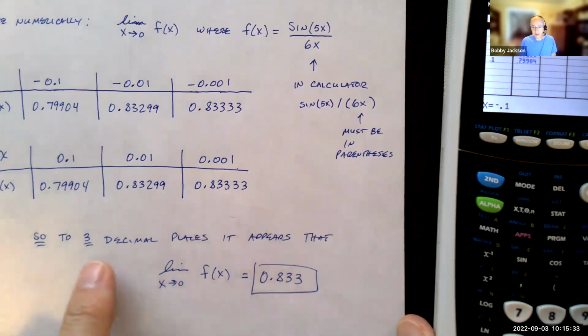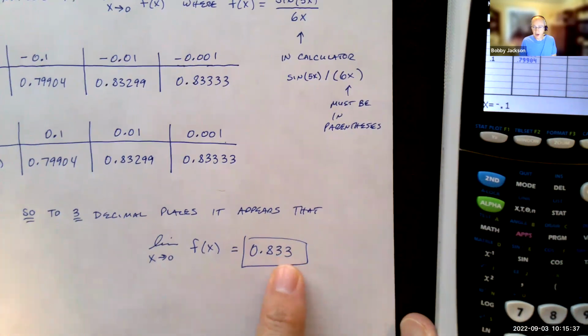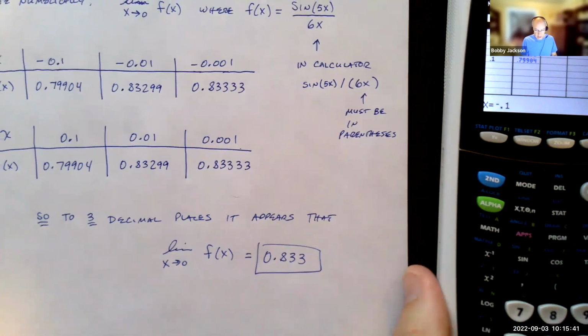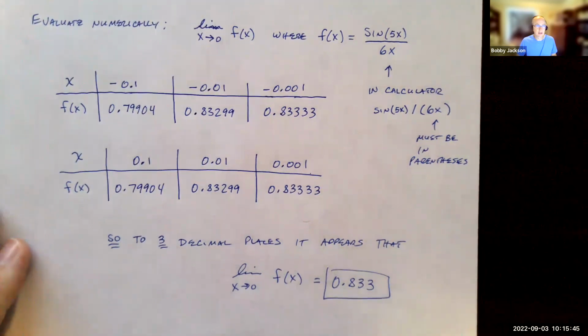0.83333. Now it does ask to do it to 3 decimal places. So of course we're going to round that off to 0.833. So that is the estimate of the limit using numerical techniques. Hope this is helpful for you.